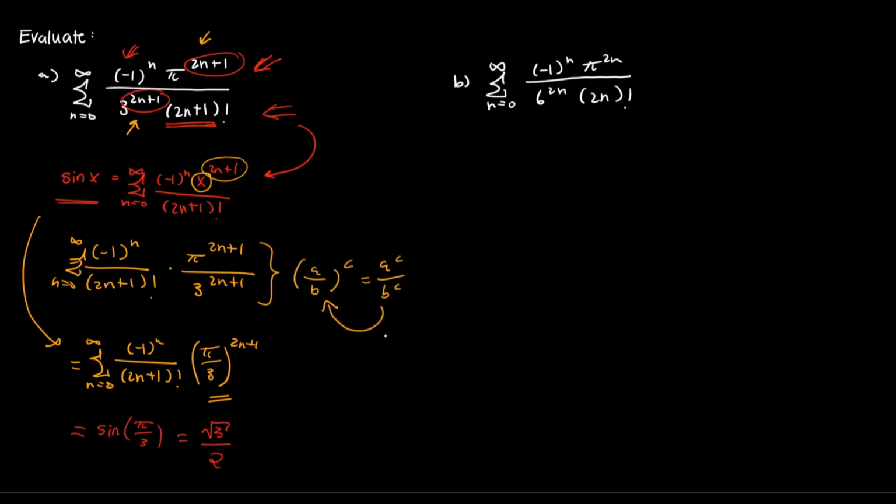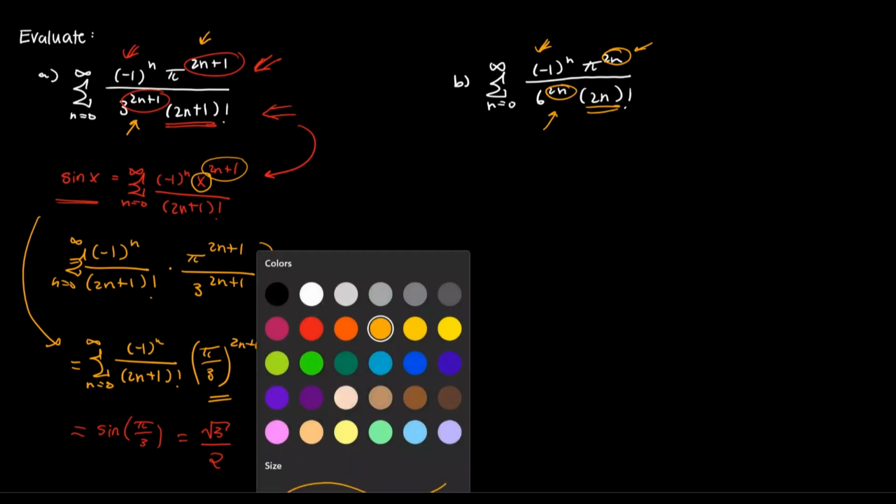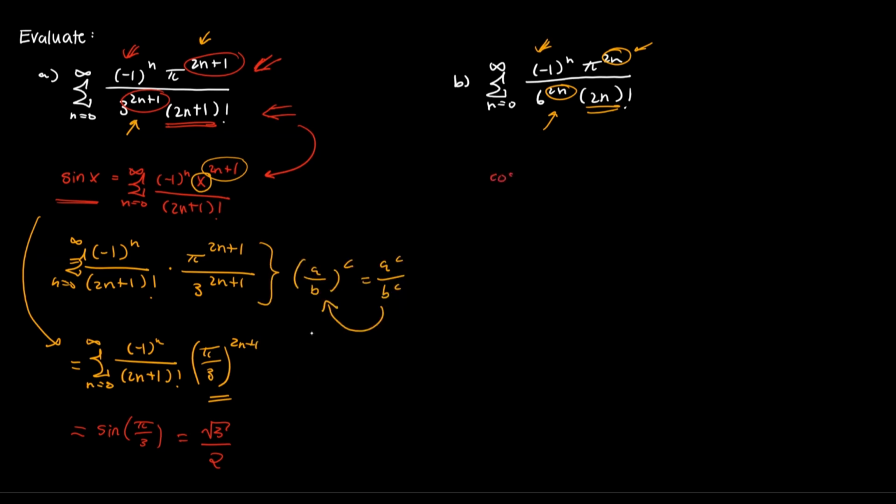Well, we have something very similar going on here, but this time we have a 2n in the numerator and denominator. We're raising things to the power of 2n. We've got our 2n factorial, and again, this alternating term. So this kind of looks like our series for cos x, which we determined to be the sum from n equals 0 to infinity of -1 to the power of n, x to the power of 2n, divided by 2n factorial.